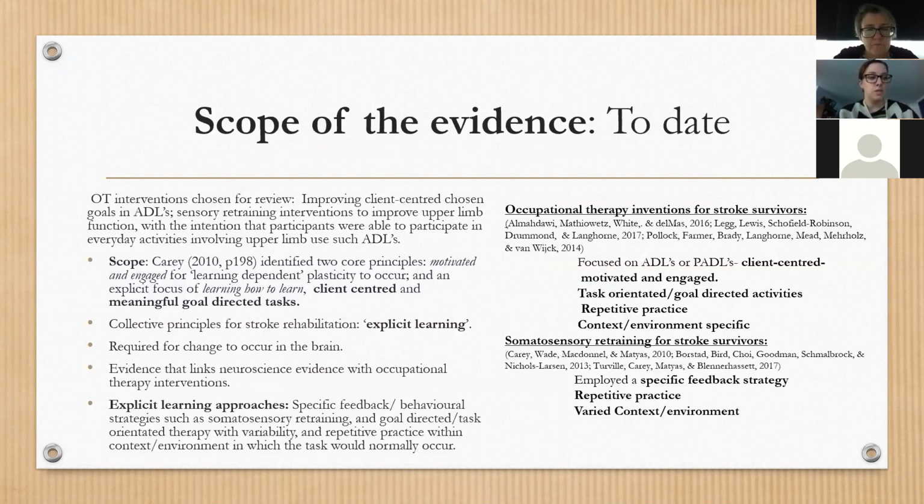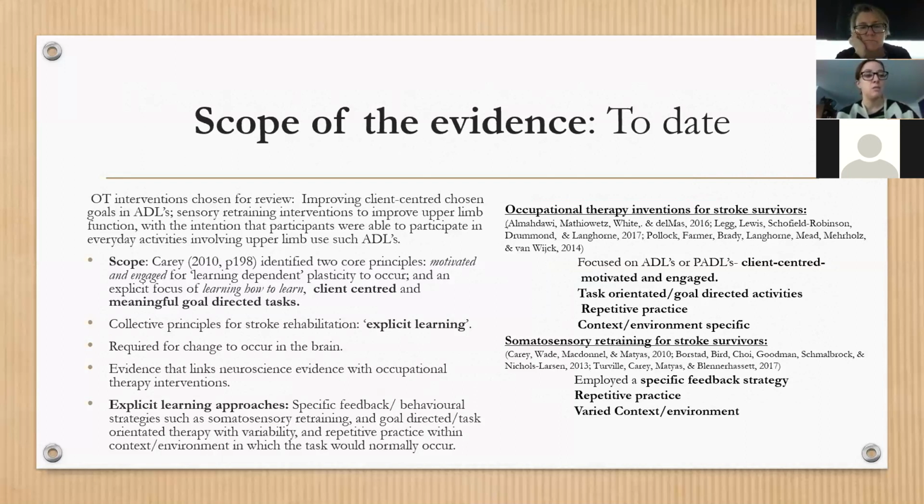The literature reviewed identified a set of collective principles for stroke rehabilitation, and these come under the umbrella term of explicit learning. Explicit learning is required for change to occur in the brain and for neuroplasticity to happen. The literature reviewed identified evidence that links neuroscience evidence with occupational therapy interventions. The explicit learning approaches, so specific feedback or behavioural strategies such as somatosensory retraining and goal-directed task-orientated therapy with variability and repetitive practice within the context environment in which the task would normally occur.